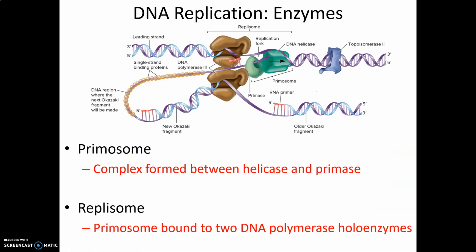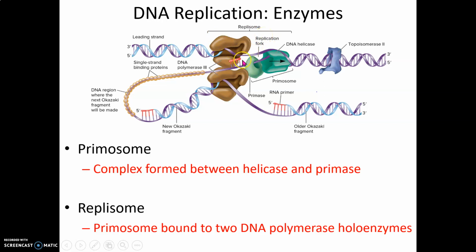Okay? A primosome is the complex between the helicase and the primase. Okay? So here's our primosome. As DNA helicase is going along and unwinding, most specifically on the lagging strand, primase is adding primers as we go along so that polymerase can come along and create Okazaki fragments. A replisome is going to be helicase plus primase plus our 2 molecules of DNA polymerase 3. Okay, so this makes our replisome.